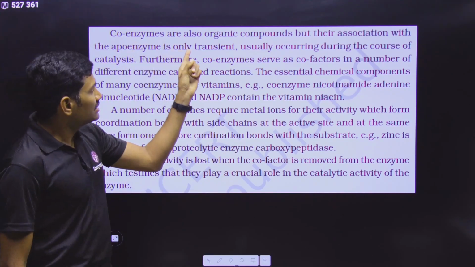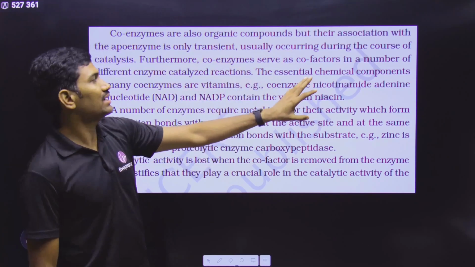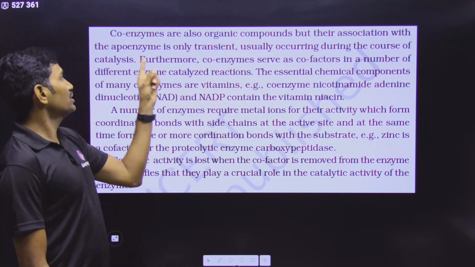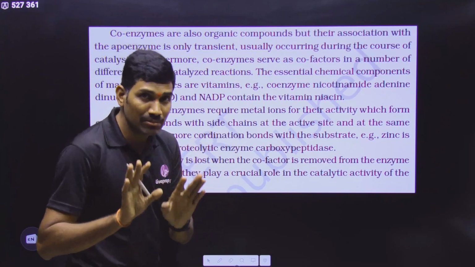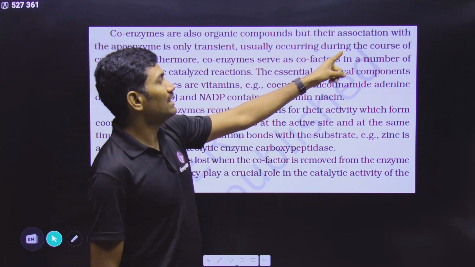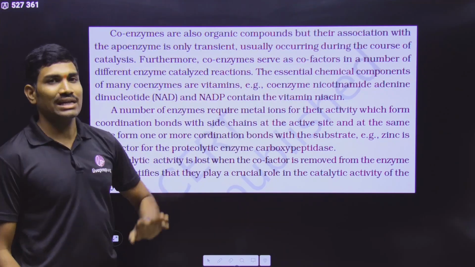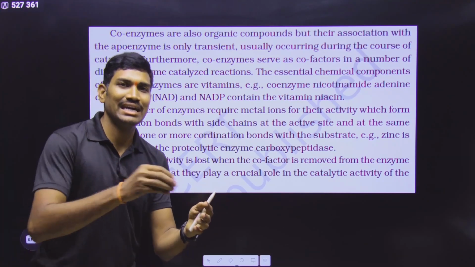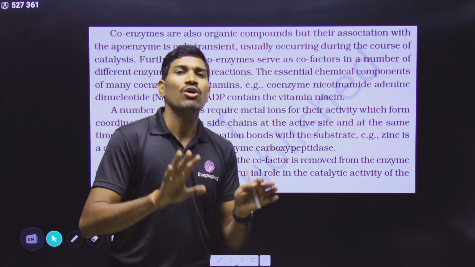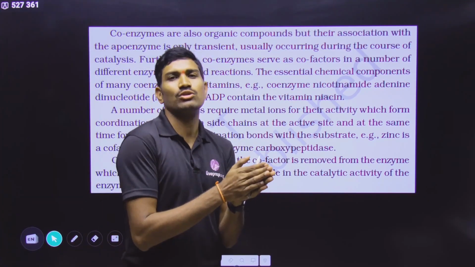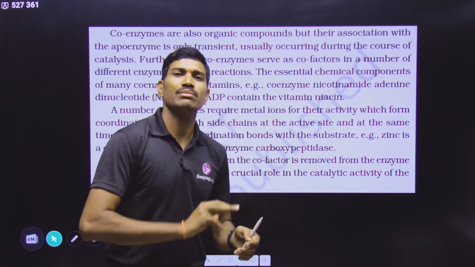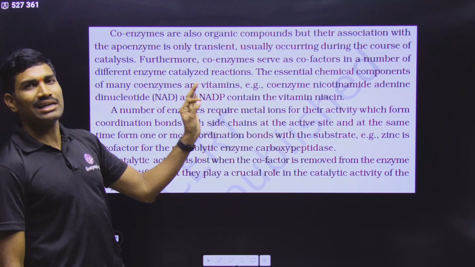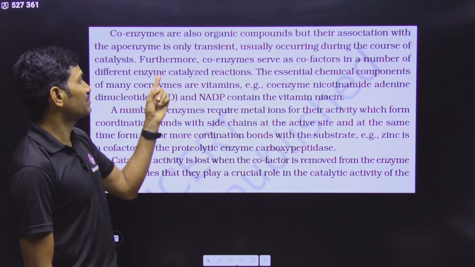Next one, coenzymes are also organic compounds, but their association with the apoenzyme is only transient. That means it is temporary, usually occurring during the course of the catalysis. Whenever a catalytic reaction is taking place, only at that time it will come and attach to the apoenzyme and perform the reaction. Once the reaction is completed, it will be removed. That's why it is temporarily, loosely attached, you can say.